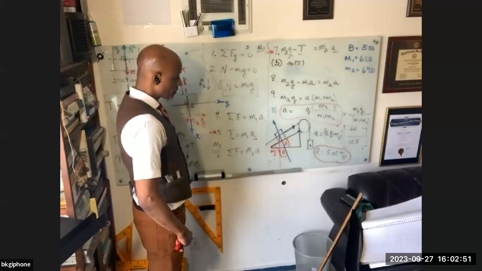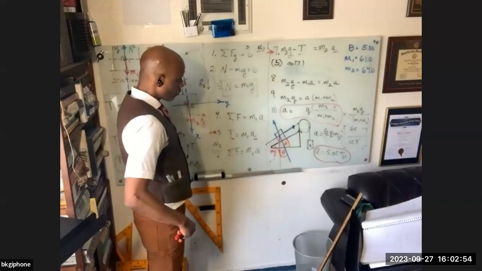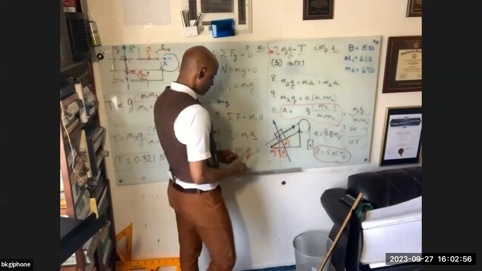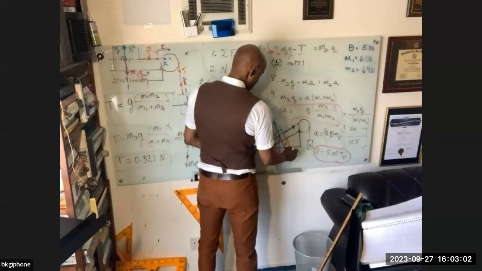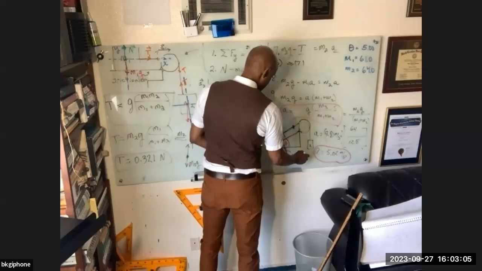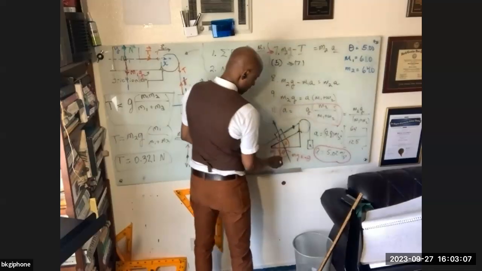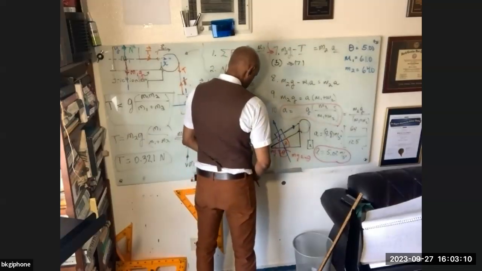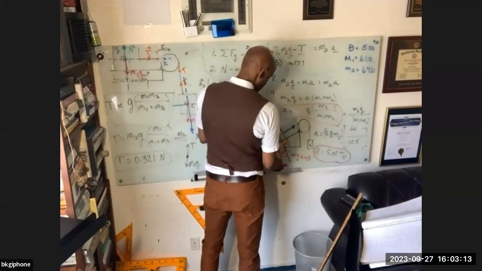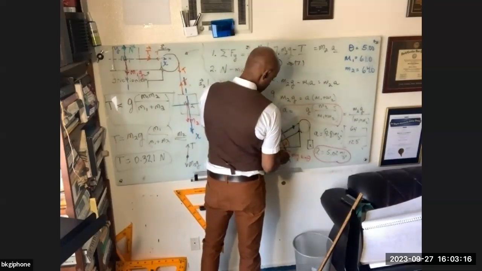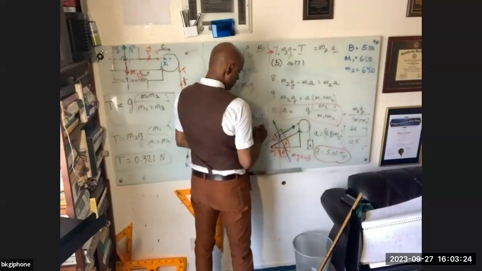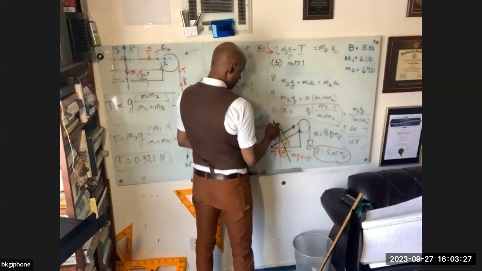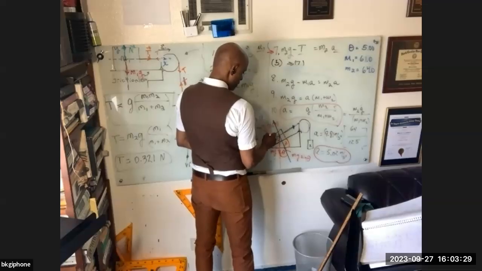Which means now I have two components of gravity, one along the y direction. So along this direction here, the negative y direction, I'm going to have mg sine of theta. And along the x direction here, I'm going to have an x component, which will be mg cosine of theta. That's this guy.